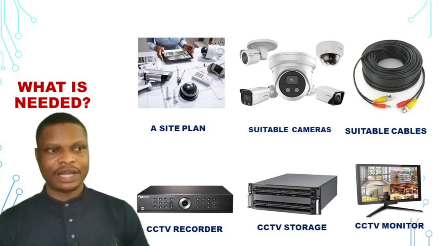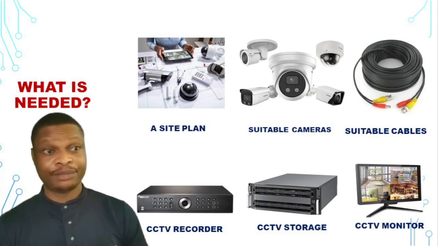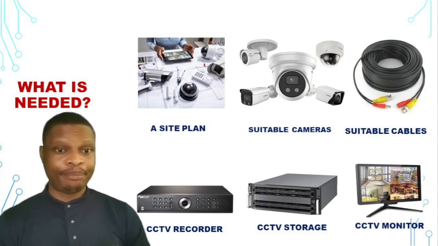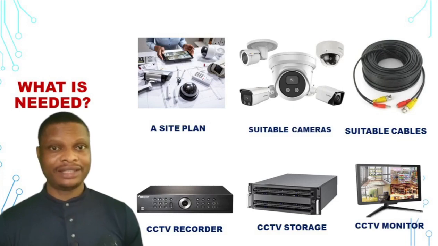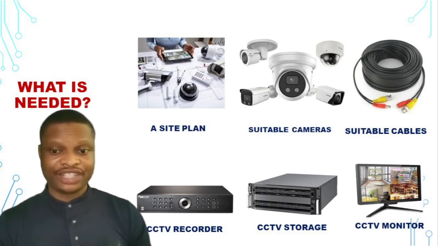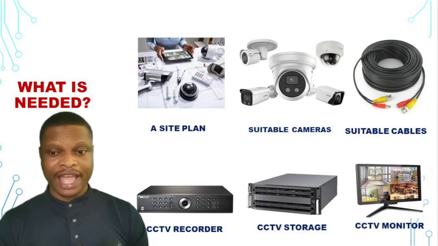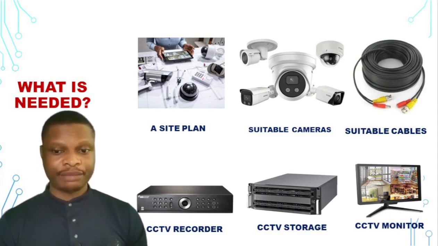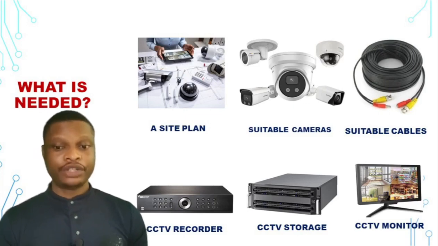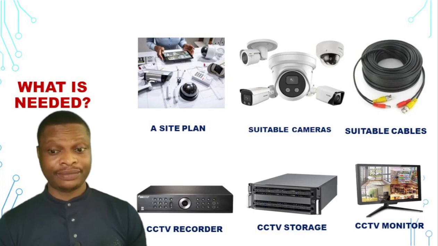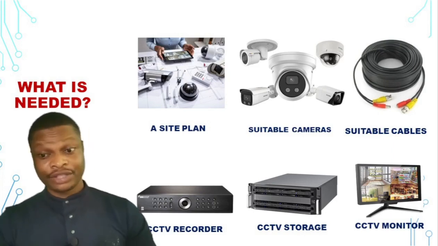Here's what you need to consider when you want to deliver CCTV projects, either for home or for business or for any CCTV installation. There are six essential things to know. And the first one is the site plan. You need to have a plan for your CCTV installation. We shall go into details about this. The next is, you need to choose suitable cameras. The next is suitable cables, your CCTV recorder, your CCTV storage.